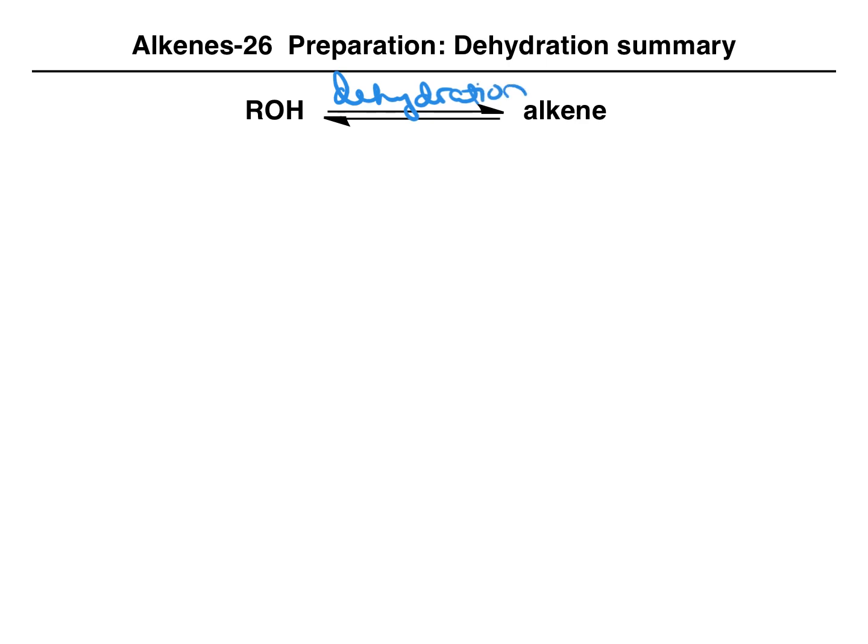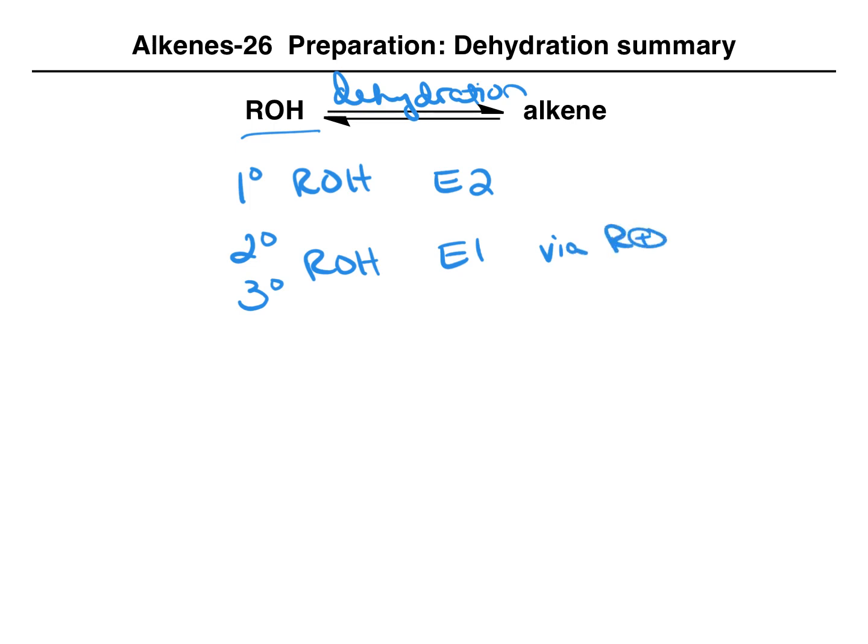if we have an alcohol and we treat it with a strong acid and we heat up the reaction, we can lose water to form an alkene. The mechanism depends on the structure of the alcohol. So for a primary alcohol, this will go through the E2 mechanism. Secondary or tertiary alcohols, this will go through the E1 mechanism, which proceeds through a carbocation. For a primary alcohol, E2, no carbocation. So for dehydration, the mechanism depends on the structure of the alcohol.